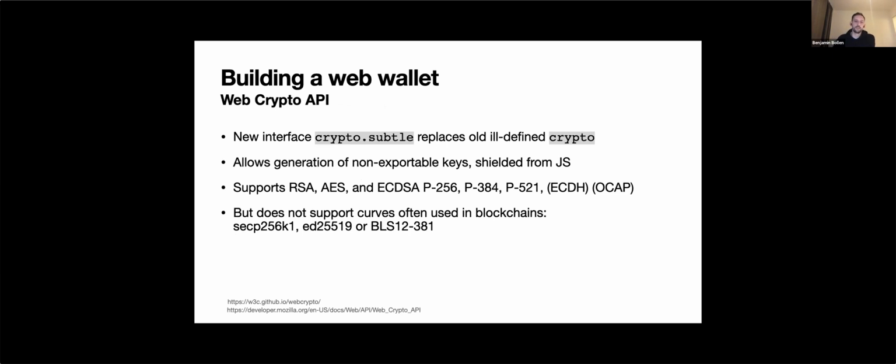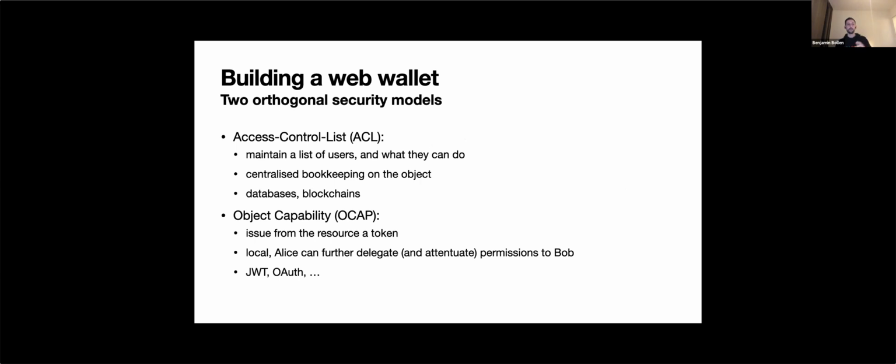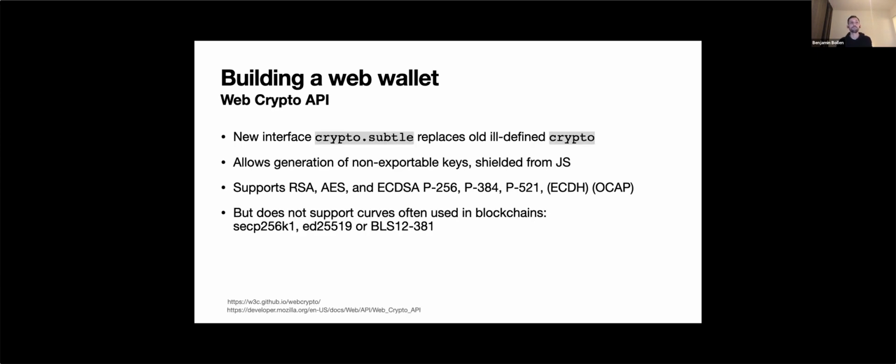And so if we need to build a web wallet, we need to combine these two security models, right? If I go back one slide, blockchains are an ACL mechanism. Whomever holds the private key is the user, and that defines what you can do. Whereas if we are on the web, most of the architecture is constructed around these OCAP models. And so we need to harmonize these two or bring them together.